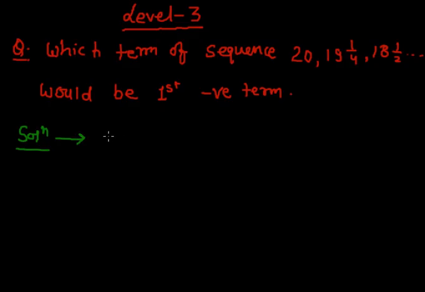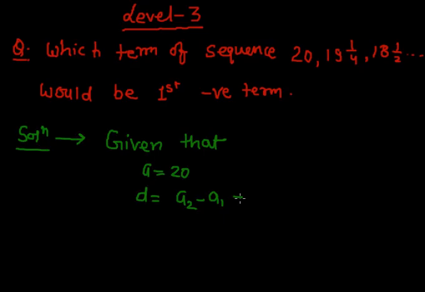To solve this type of problem, I have already told you that while solving with AP, firstly we have to find the value of a and d. In the above expression, the first term a is equal to 20 and the common difference d is the second term minus the first term, a2 minus a1. I have already discussed this. It is 19 1/4 minus 20, which is equal to minus 3/4.